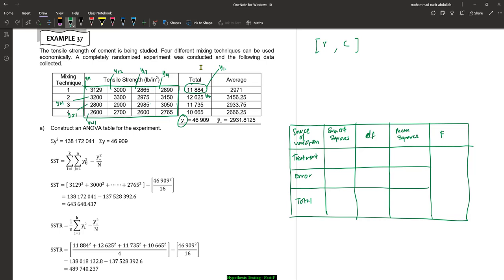So in the final exam or upcoming test, you need to remember the layout of one-way Anova. The first value in the first cell, the formula is sum of square treatment: sum of y i dot square over n, minus y dot dot square divided by capital N.